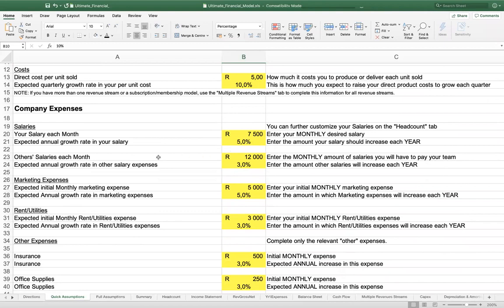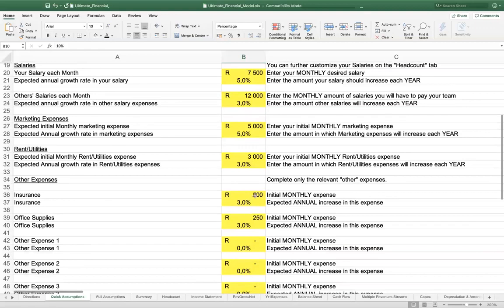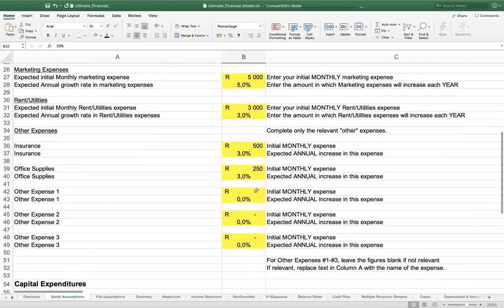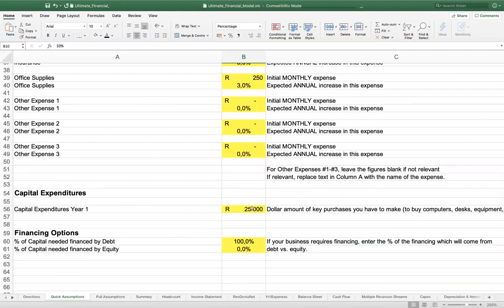Then looking at expenses, our salary and how that would escalate, other salaries within the business, marketing expenses and how that would escalate, rent, an escalation of that rent, insurance payments, and any other expenses that you would be able to add, just add additional within this other expenses. And also make sure that we know what our capital expenditure is.